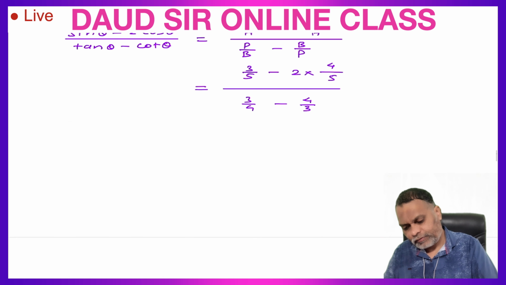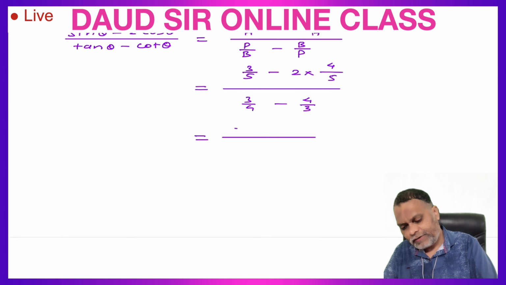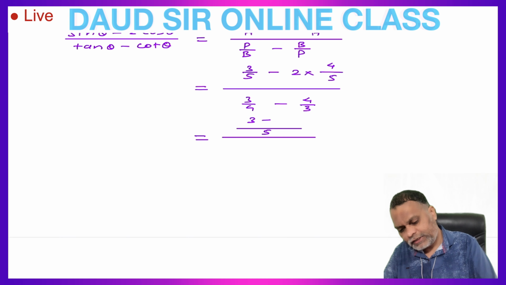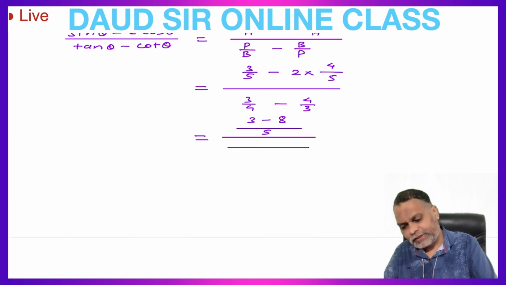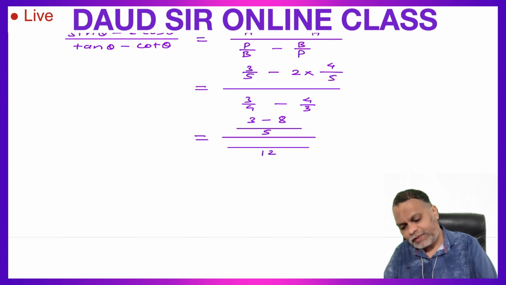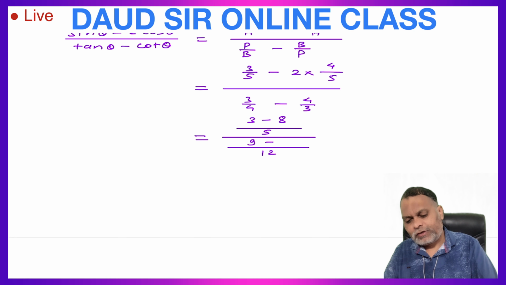Simplify this. In numerator, take LCM 5. So 3 minus 2 4s are 8. In denominator, LCM of 4 and 3 is 12. Dividing by this, 4 3s are 12, 3 3s are 9. Minus dividing by 3, 3 4s are 12, 4 4s are 16.